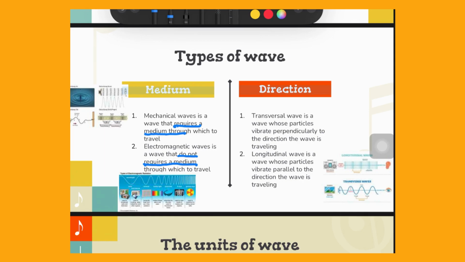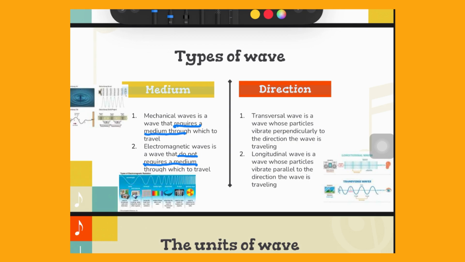Mechanical waves, for example, the rope wave, the water wave, the sound wave, the slinky, need a medium: solid, liquid, gas. And then the electromagnetic wave does not require a medium. For example, the light, the microwave, and the radiation are electromagnetic waves that don't need a medium to travel.